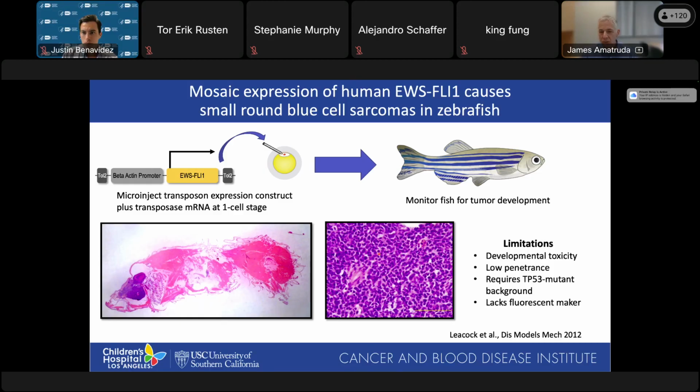It was difficult to work with. There was a lot of developmental toxicity. The penetrance was very low. We deleted p53 from the background, and this led to a higher penetrance model, but that's not very physiologic for human Ewing sarcoma. And at the time, we didn't have a fluorescent marker, so we had a lot of work to do to improve the model.